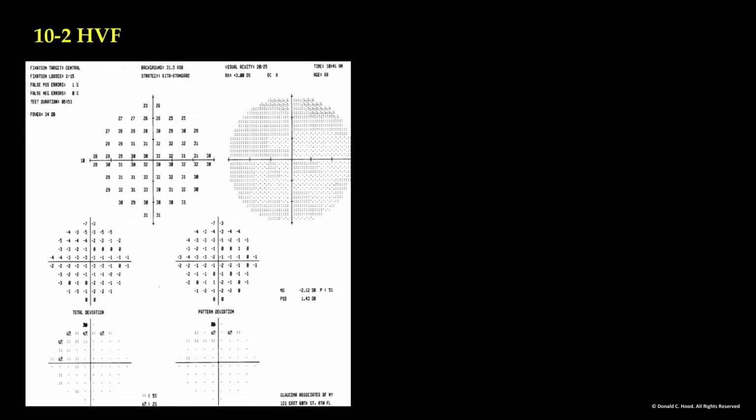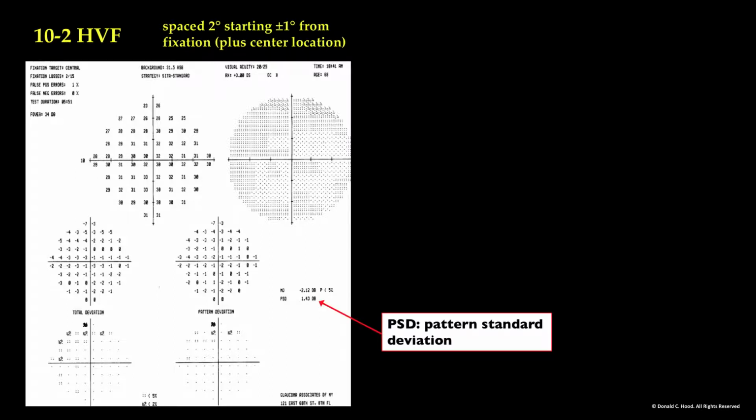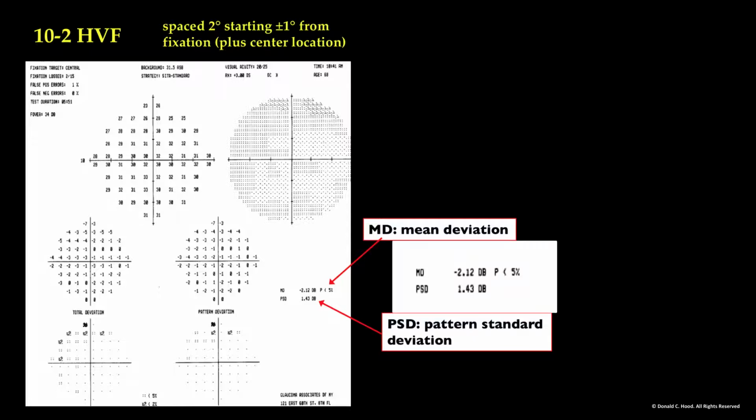All right, so for some purposes, and we're going to talk a lot about this in the future lectures, you want a finer look at the macula, and in that case we use the 10-2, in which the test points are spaced every 2 degrees, starting up and over by 1 degree. And again, there's pattern standard deviation and mean deviation. In this case, the pattern deviation was normal, the mean deviation was abnormal.